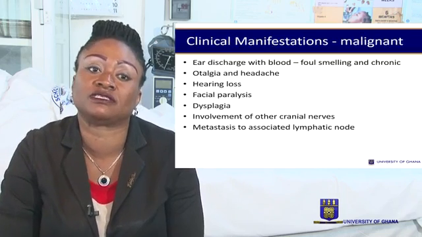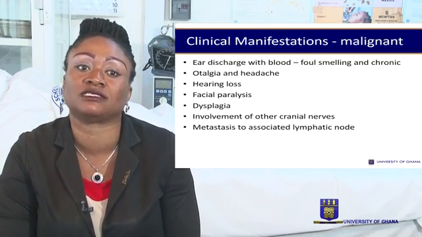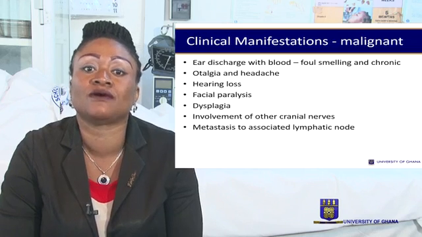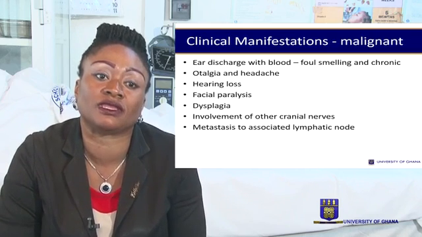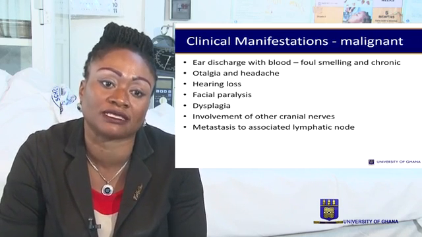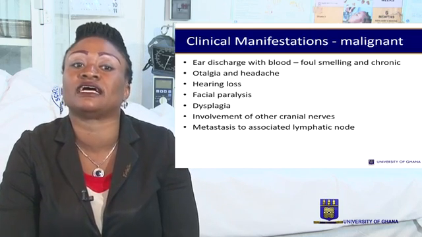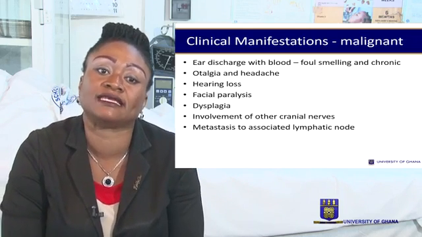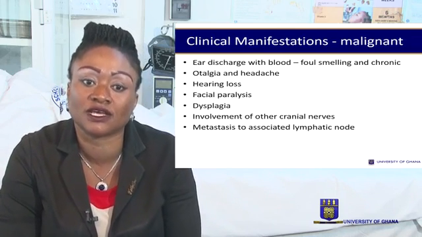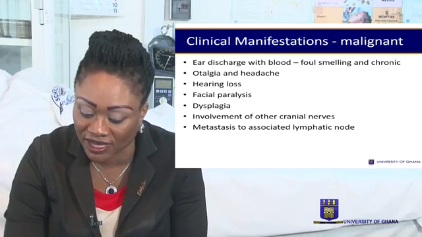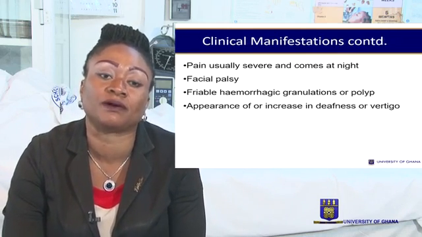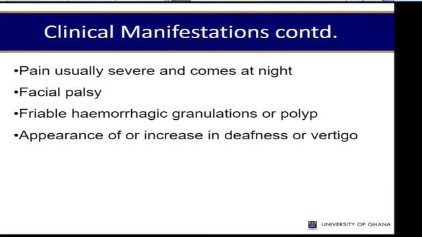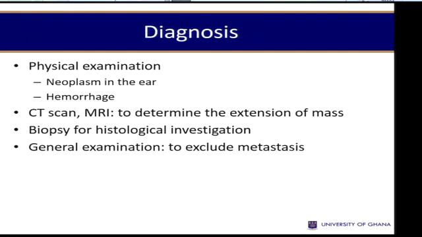Other clinical manifestations include ear discharge with foul smell and chronic otalgia. There's hearing loss, there may be facial paralysis, and other cranial nerves may be involved, and in cases of cancers it may spread to associated lymphatic nodes. Then there may be facial palsy, and there may also be appearance of or increase in deafness or vertigo.